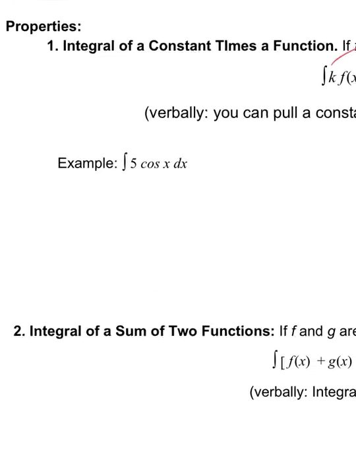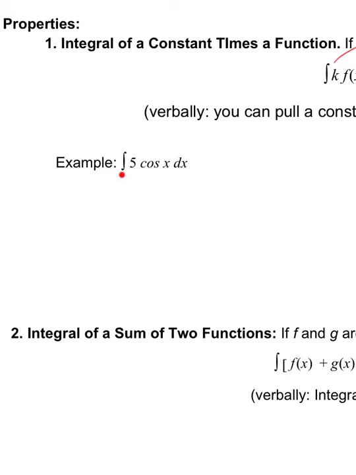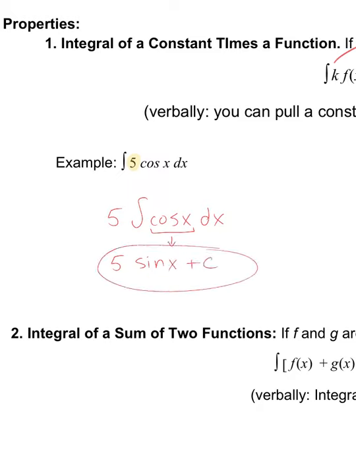We want to take the antiderivative of 5 cosine of x. So that constant out front, right here, that comes along for the ride. And we take the antiderivative of the cosine of x. So the 5 comes along for the ride. We know that the antiderivative of the cosine is sine of x, and then plus c on the end. So just like derivatives, the number out in front comes along for the ride.